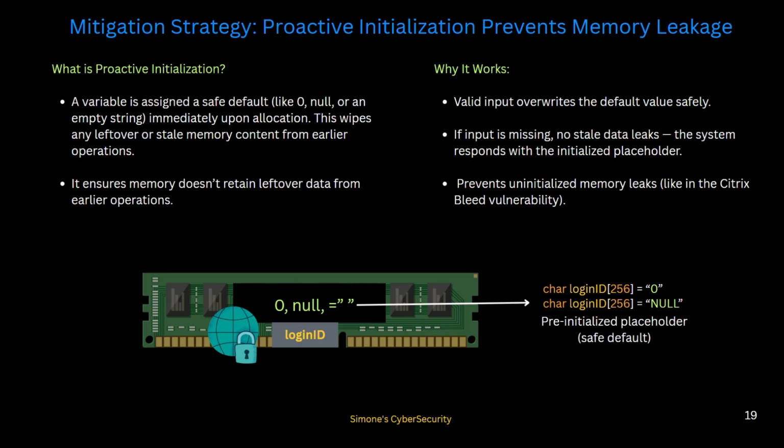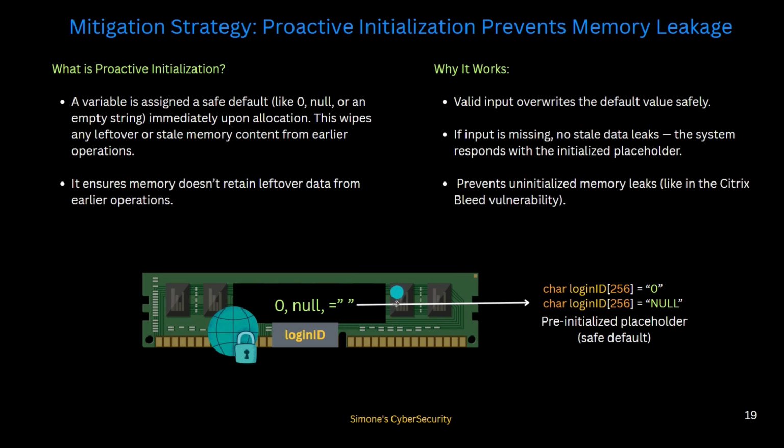Here's what it means. The moment a variable is created, we assign it a safe default value like 0 or null or even an empty string. This happens after the memory is allocated. Now in higher level languages like Java, Python, this is automatically taken care of during runtime. But in lower level languages like C and C++, you have to do it manually by writing code for it. And why is that important? Because it ensures that the memory isn't holding on to any leftover junk from earlier operations.